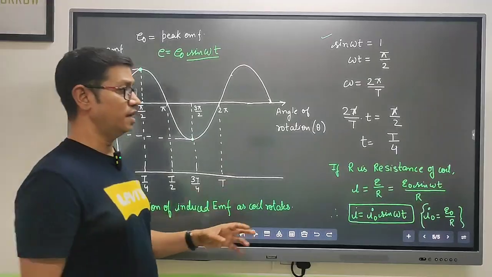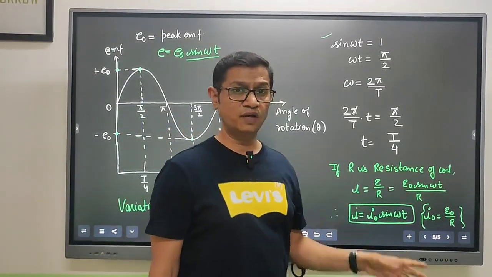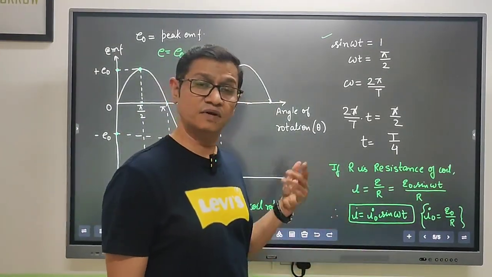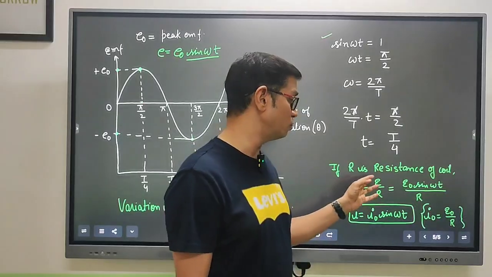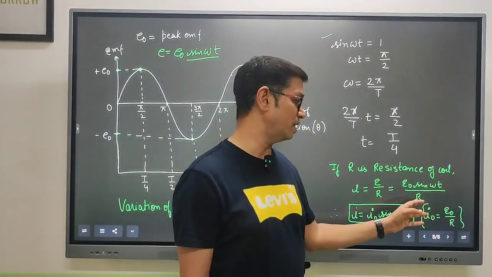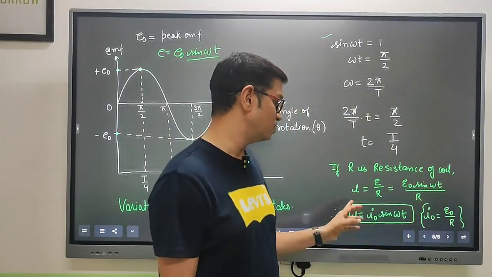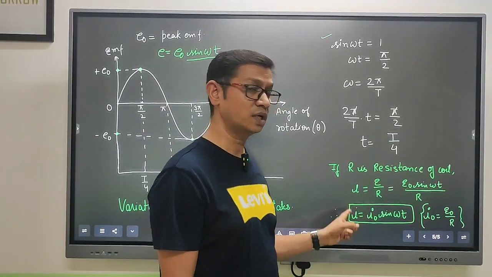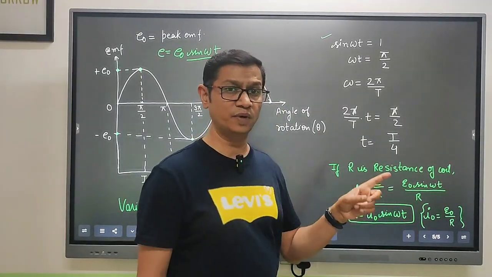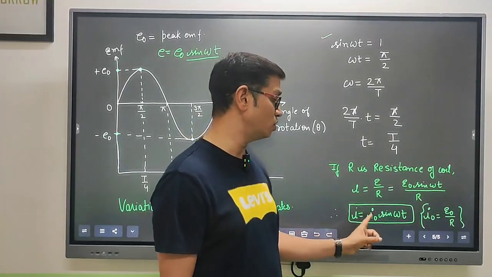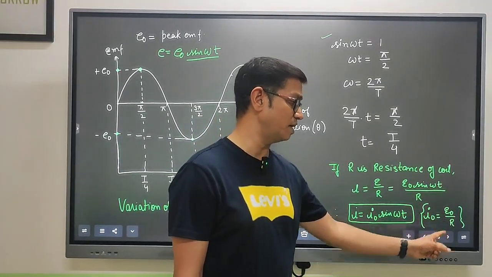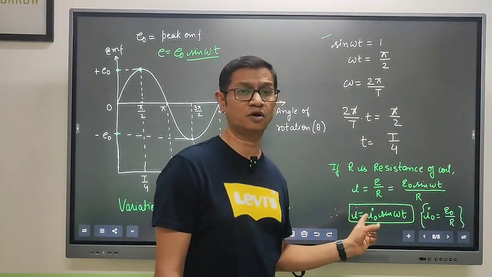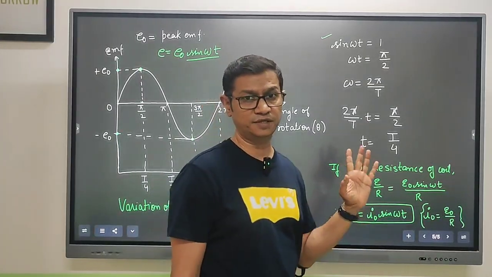Okay, so if R is the resistance of the coil, we can also find the generated current in the coil. So I is equal to E by R, so it will be E naught sin omega t by R. So I is equal to I naught sin omega t. That's also the current. So E is equal to E naught sin omega t, that's the EMF, and I is equal to I naught sin omega t, where I naught is E naught by R. I naught is the peak or the maximum current. That's it. Thank you.